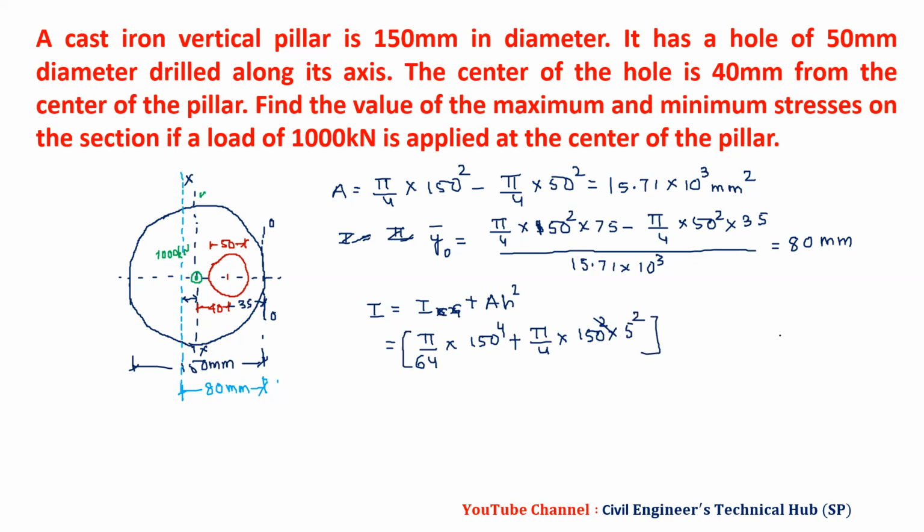And we have to subtract the hole. So minus pi by 64 into 50 to the power 4 plus area pi by 4 into 50 square. Now h: the hole is 35 from top and the whole section is 80, so we require this distance. 80 minus 35 comes to 45. So we have into 45 square, and then solve this. I got the value 21.01 into 10 raised to 6.